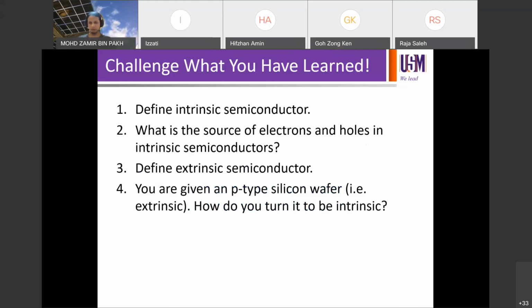What's the most important keyword to replace intrinsic? Undoped, pure. Okay, so those are the words. Pure, right? Good. So what's the source of electrons and holes in intrinsic semiconductor? Where do you get free electrons and free holes in intrinsic silicon, for example? How do you get them to be free and available for conduction?